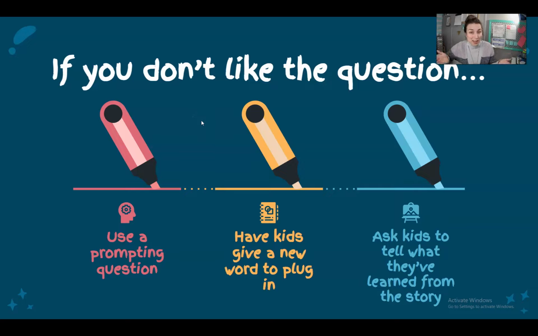Again, if you don't like the question that's in the vocabulary slide or in the OpenCourt lessons, if it's just that plain what clues do you have and you want to dive a little bit deeper, then please change it. Make it more interactive. Here are a couple of suggestions. Use a prompting question. Have kids give a new word to plug in, like those synonym things. Ask kids to tell what they've learned from the story. Make it a little bit more interactive and more conversational.